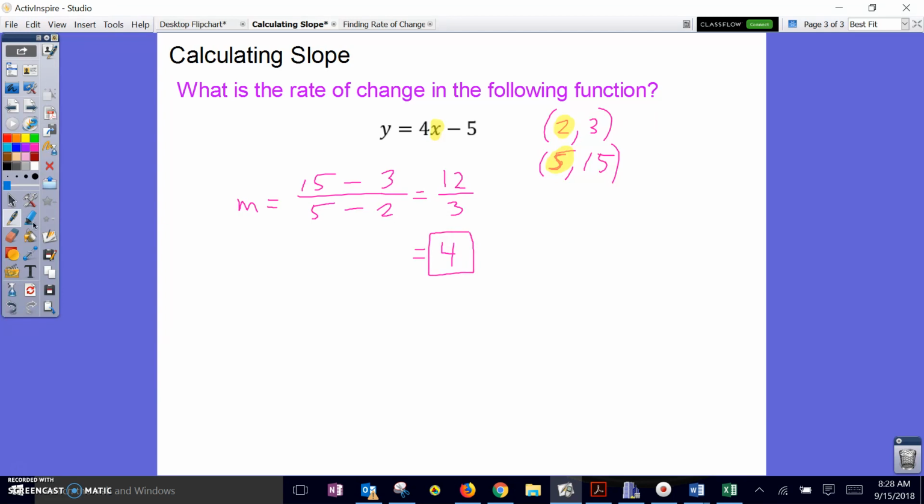Now, how could I have done that a lot easier? Well, we have this function, and it's already in the form y equals mx plus b, which many of you should recognize as slope-intercept form, and we're going to talk about that more in a later video. But I could have just looked immediately at this function and looked at the number that is the x coefficient, and that would have told me the rate of change.